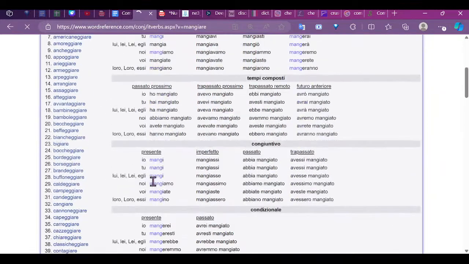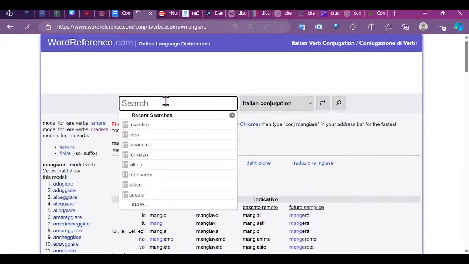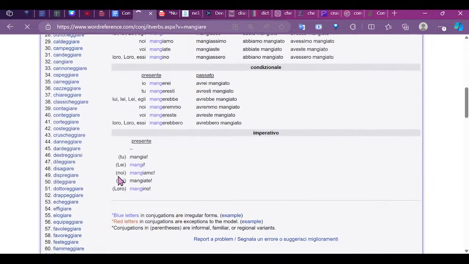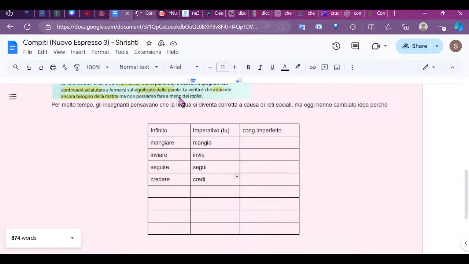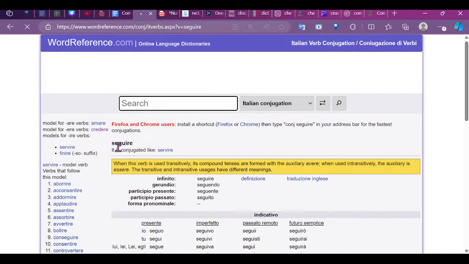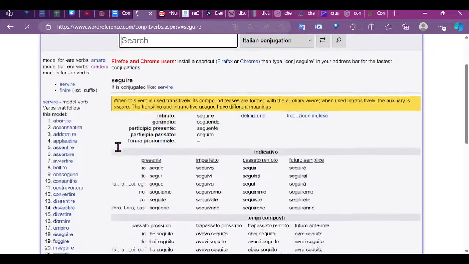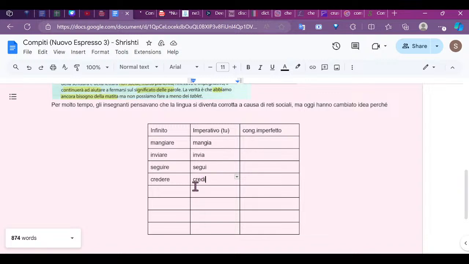Okay, so mangiare is mangia. Mangia, okay, perfect, that's right. Inviare. Oops, did it not load? Invia. Yes, that's also right. Seguire. Of course, sometimes you have IRE verbs like capire. It's capisco, capisci, etc. So there are two types of IRE verbs. Segui. Yes, that's right. Okay. Was it on capire? Okay. I think it's capi? I don't know. Okay, I will check. I'm just guesstimating. I don't know.